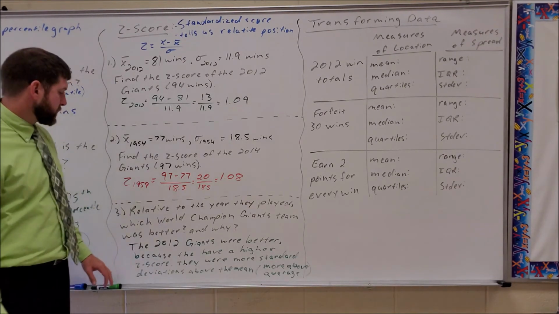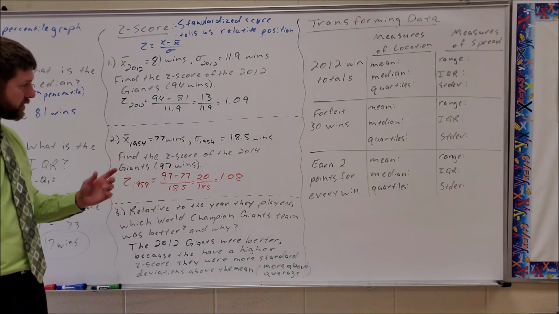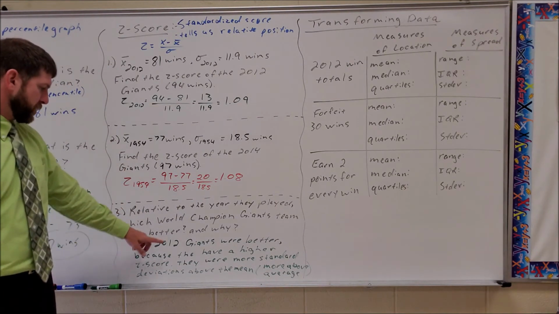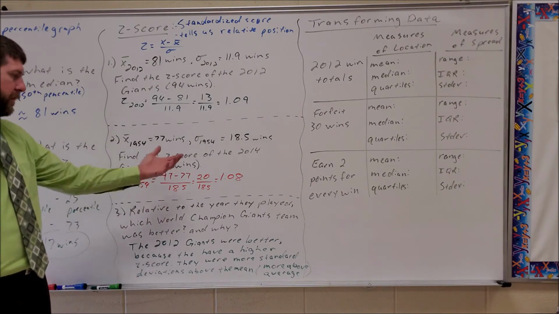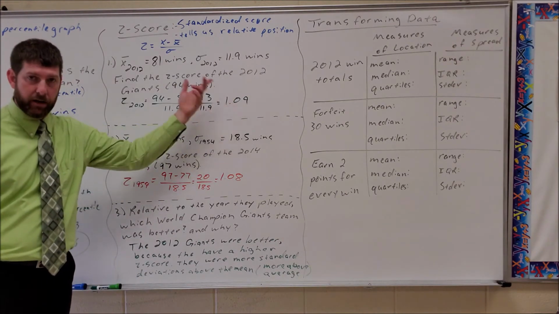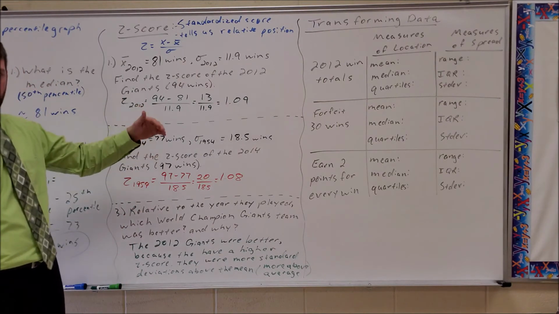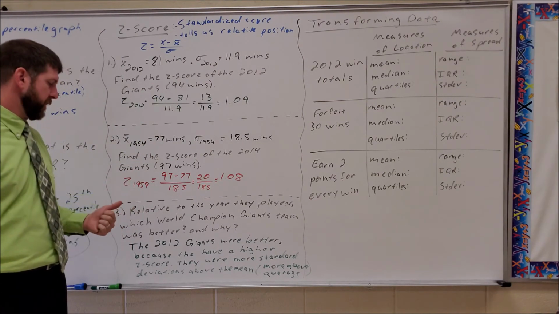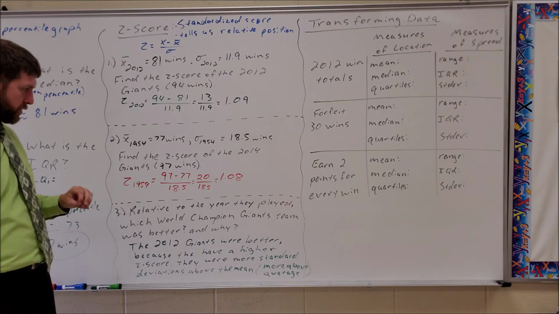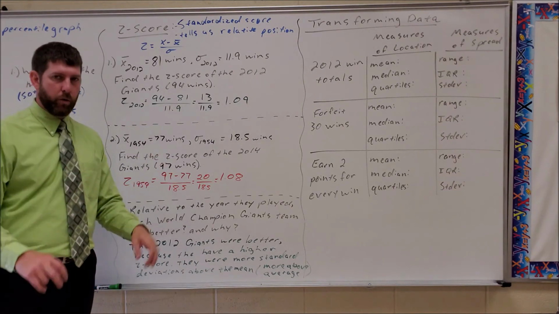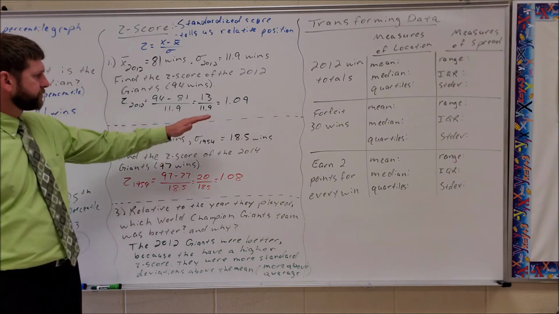All right, so as you can tell, I came to the conclusion, and hopefully you did too, the 2012 Giants were better because they had a higher Z-score. It was only slightly higher, 1/100th of a point, but it was a higher Z-score. So that means they were more standard deviations above the mean than the 1954 Giants. So it just means they were more above average.